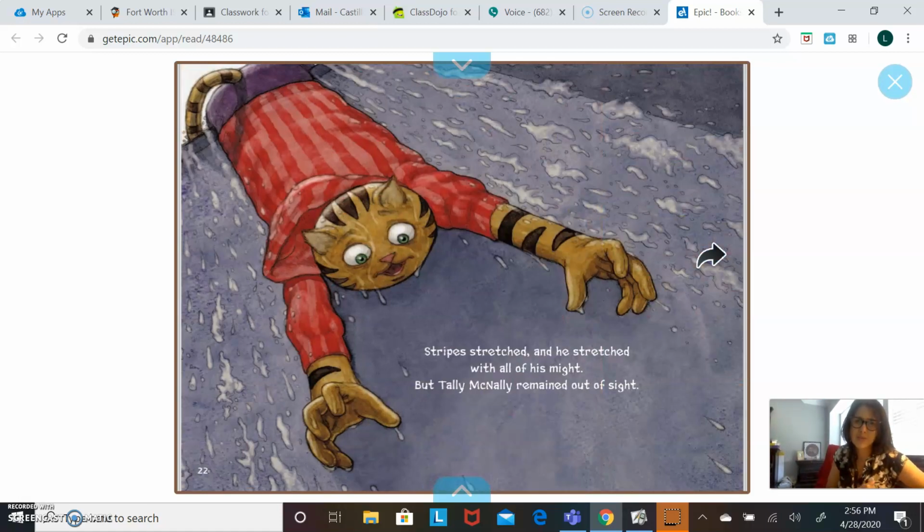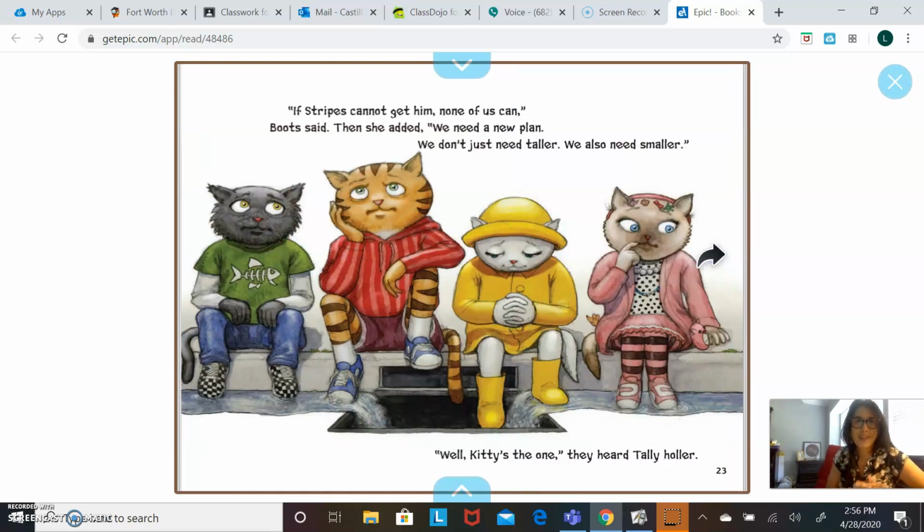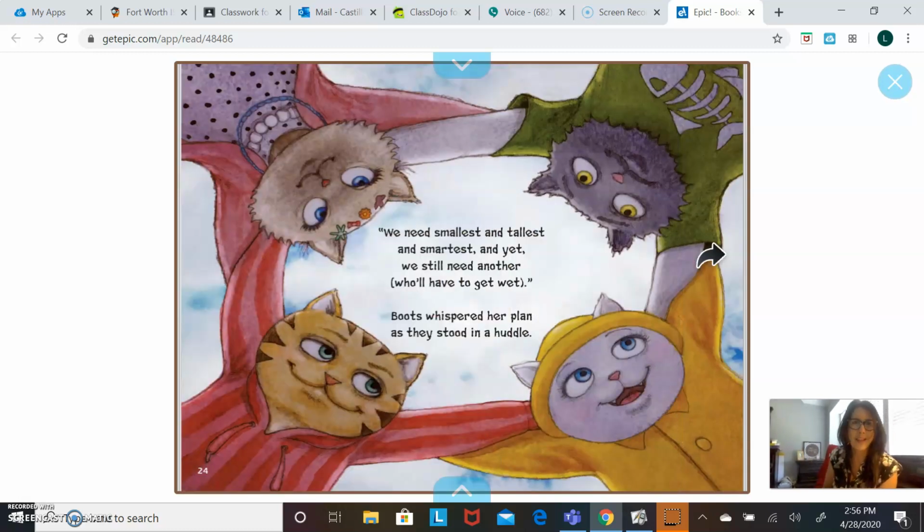Stripes stretched and he stretched with all his might, but Tally McNally remained out of sight. Uh-oh. "If Stripes cannot get him, none of us can," Boots said. Then she added, "We need a new plan. We don't just need taller, we also need smaller." "Well, Kitty's the one," they heard Tally holler. We need smallest and tallest and smartest, and yet we still need another. We'll have to get wet.